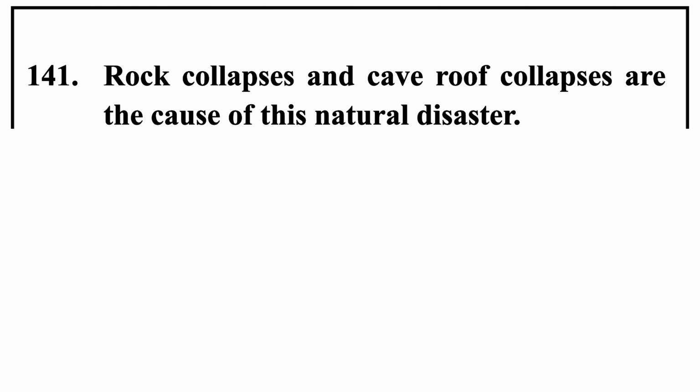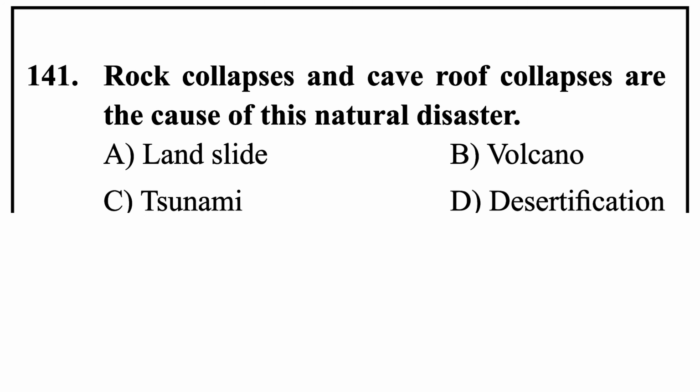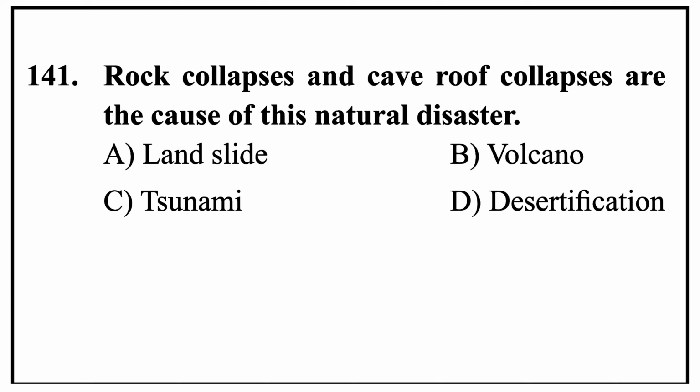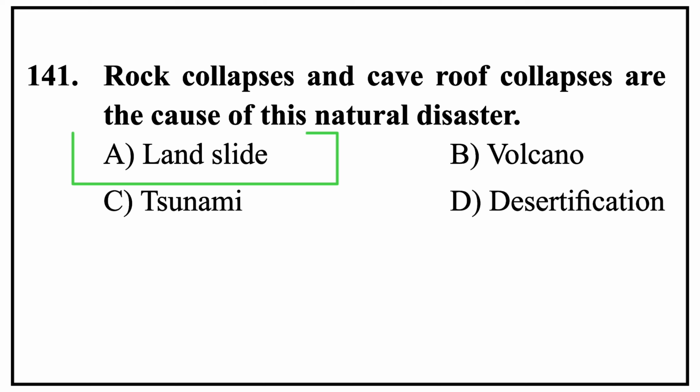141. Rock collapses and cave roof collapses are the cause of this natural disaster. Options: A. Landslide, B. Volcano, C. Tsunami, D. Desertification. Option A, landslide, is the right one.